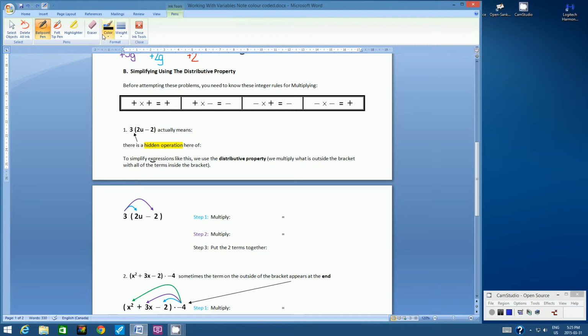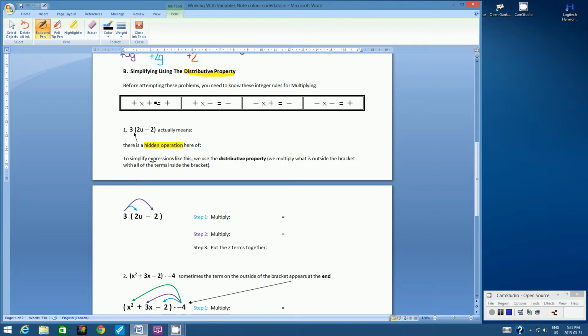Okay, so what is the distributive property? Well, it's a rule that you're going to use a lot in grade 8. Okay, so let's break it down. Before attempting these problems, you need to know these integer rules for multiplying. Now I should say you need to remember these integer rules for multiplying.